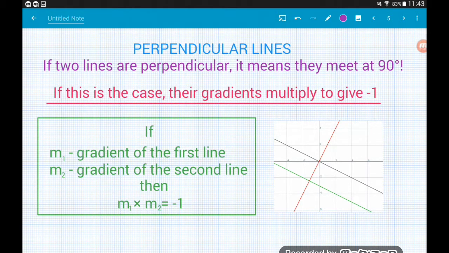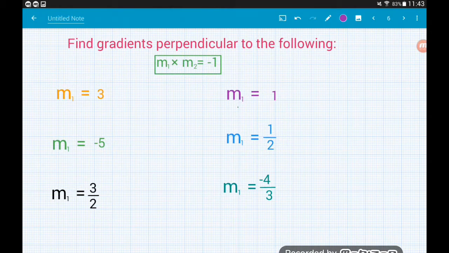Okay, let's get down to business. So first of all, we're only going to be worrying about gradients. So here I've given us 6 examples of our first gradient, and we're going to want to work out the perpendicular gradient. Now, before we get cracking, there's something that's going to make this job a lot easier. Remember from the last page that I said m1 times m2 equals -1? Well, if we're given a gradient and we want to work out the perpendicular gradient to it, how do we do that?